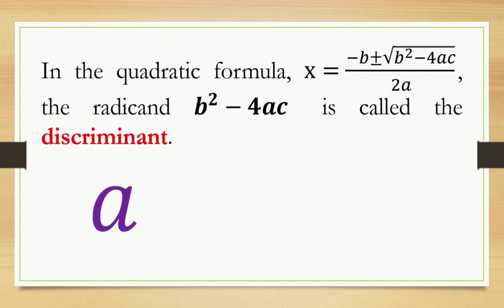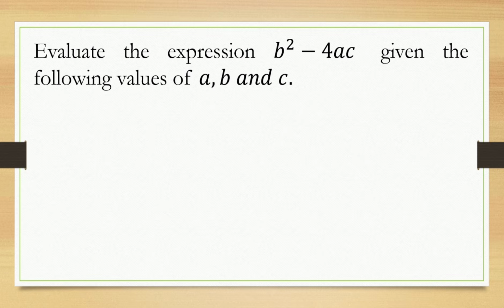So, you must have the value of a, b, and c. In using b squared minus 4ac or yung discriminant natin, dapat meron tayong value ng a, b, and c. So, let us try. Evaluate the expression b squared minus 4ac given the following values of a, b, and c. I have here a is equal to 1, b is equal to 5, c is equal to 4.